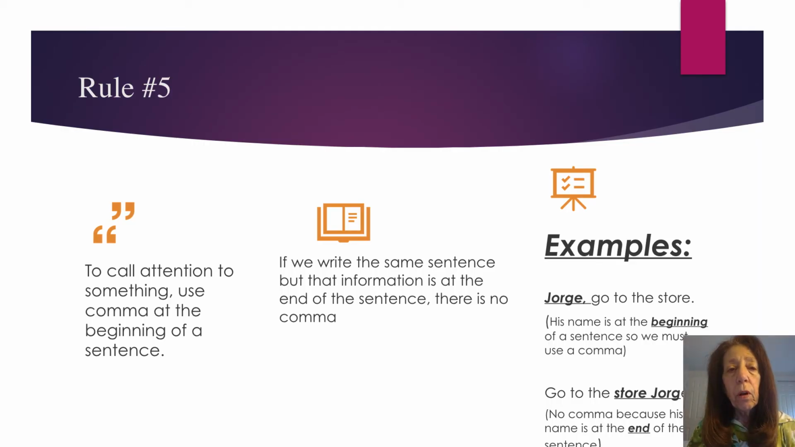Rule number 5 calls attention to the beginning of a sentence. We use a comma if we use the word at the beginning of the sentence, but no comma at the end of the sentence. Jorge, comma, go to the store. Go to the store, Jorge. No comma. Why? I don't know. Welcome to English grammar. If it's the beginning of the sentence, comma. If it's the end of the sentence, no comma.